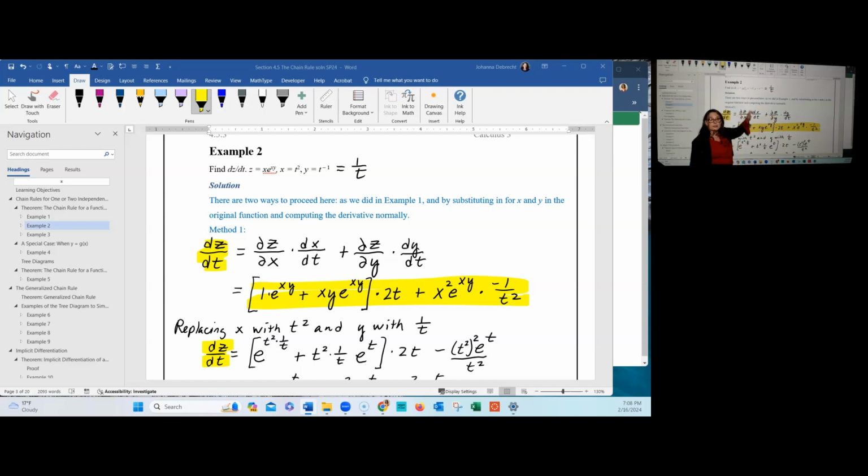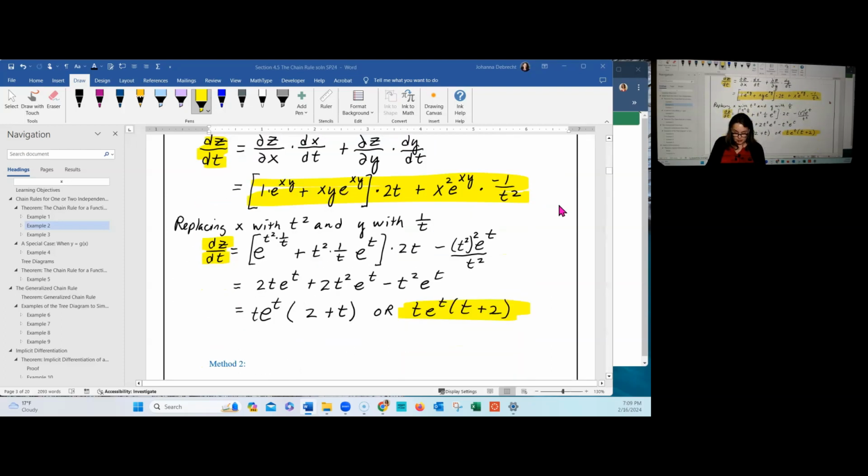The second term starts with the partial of z with respect to y. Since only the exponential factor depends on y, it considers the x a constant. So it becomes x times x e to the xy, or x squared e to the xy. Then I need to multiply by the derivative of y with respect to t, which turns out to be negative 1 divided by t squared. The next thing I did is to replace the x with t squared and the y with 1 over t so that I could get it written as an equation in terms of only t.